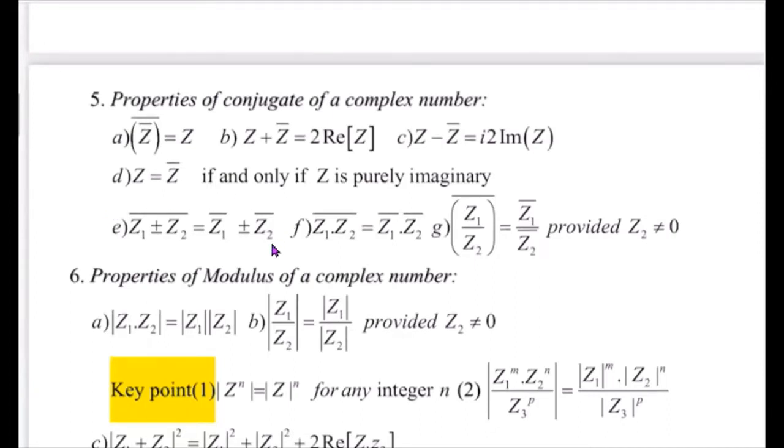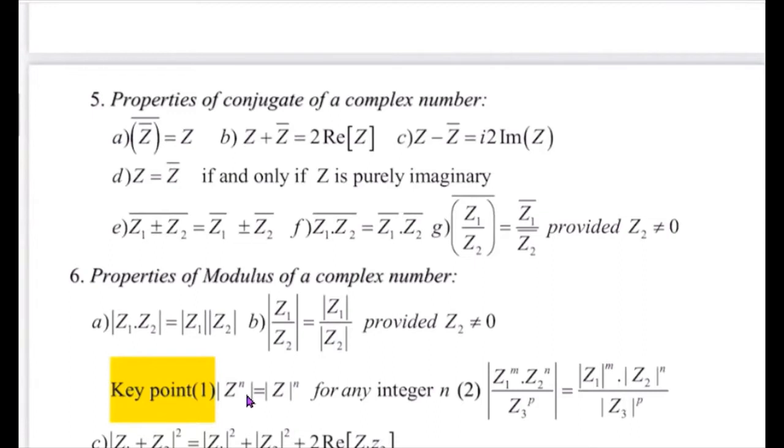Also, we need to use this result. Conjugate of the sum of two complex numbers is sum of conjugates of individual complex numbers. And as we know, modulus of z1 z2 is mod z1 into mod z2. Also, modulus of z1 upon z2 is mod z1 upon mod z2, provided the denominator is not 0. Using these two results, we can get the results in the new form.